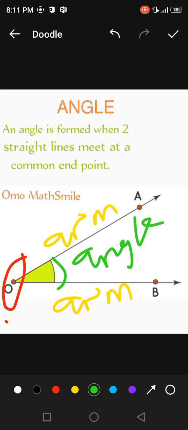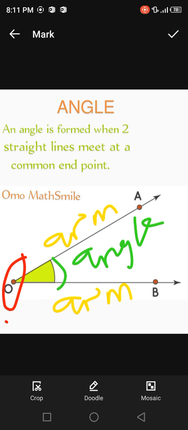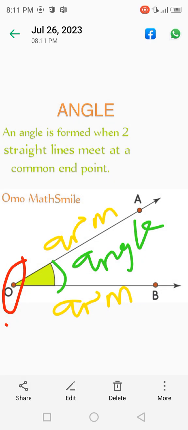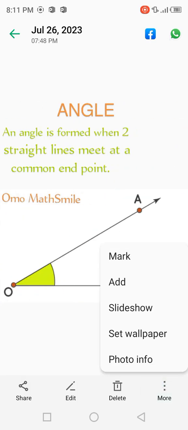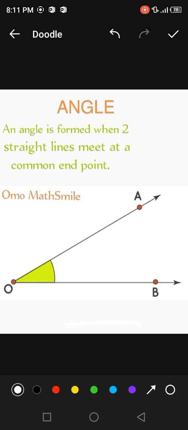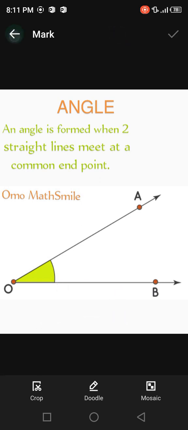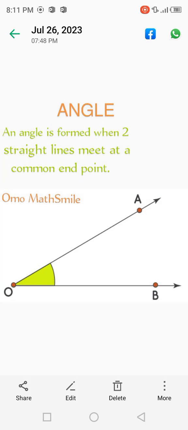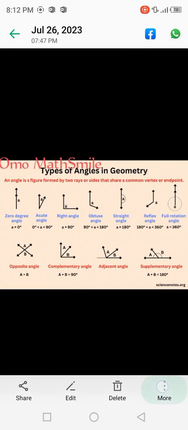All right, good. Now, let's take a look at the different types of angles that we have in geometry. I'm going to be showing you the different types of angles that we have in geometry.